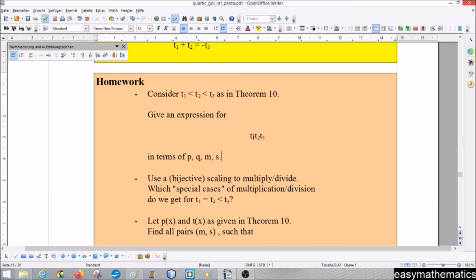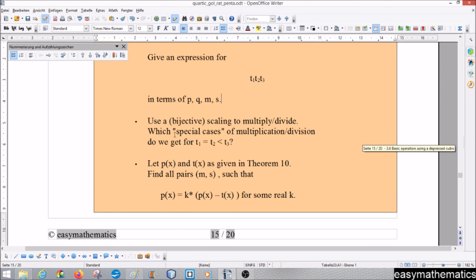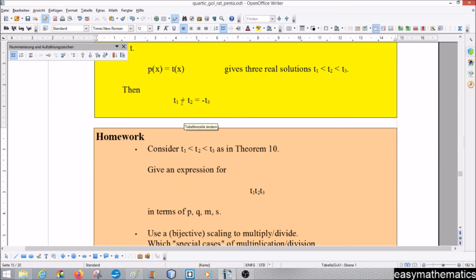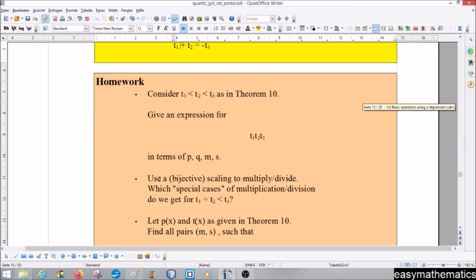Give an expression for T1 times T2 times T3 in terms of P, Q, M, and S. The second homework: use a bijective scaling to multiply or divide. What I mean by that is, instead of plus, I want a multiplication. So you have to find a scaling to multiply, and which special cases of multiplication or division do we get for T1 equals T2 smaller T3?